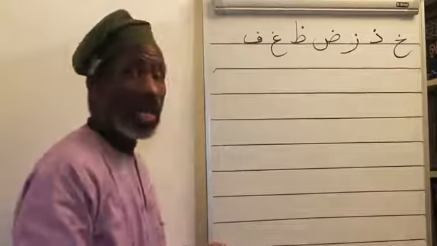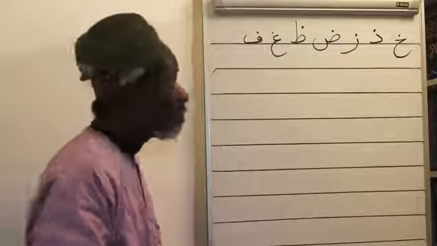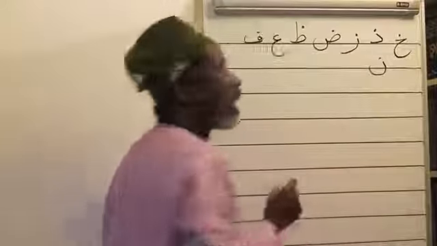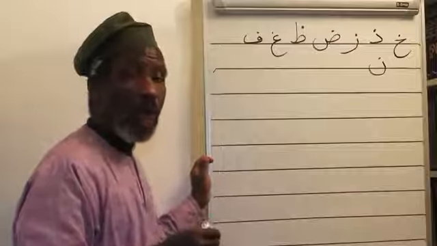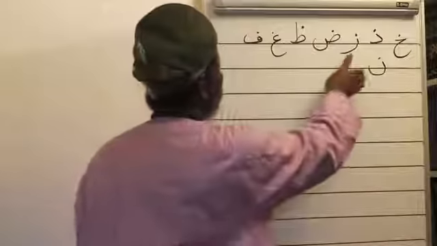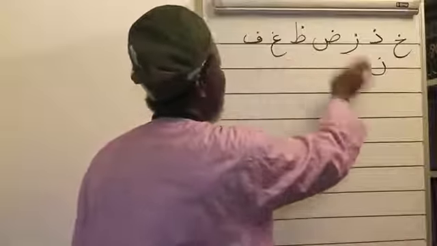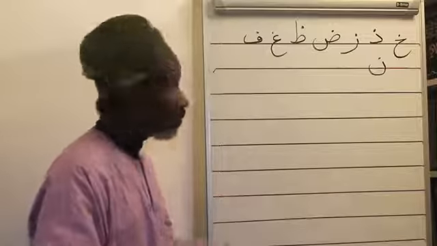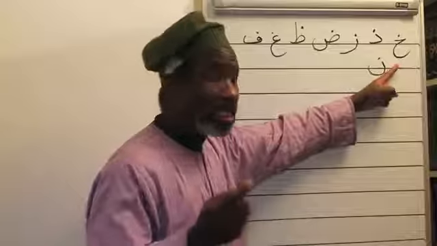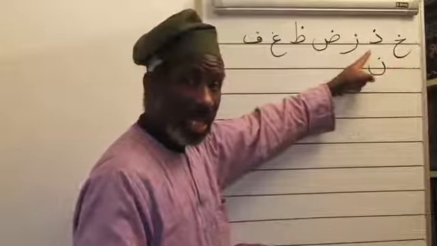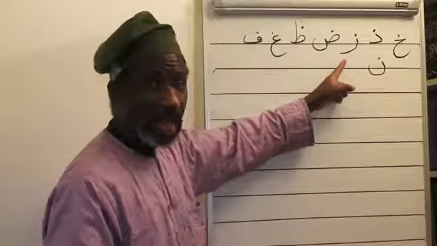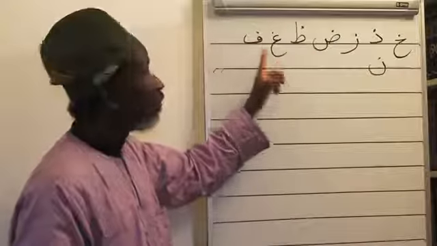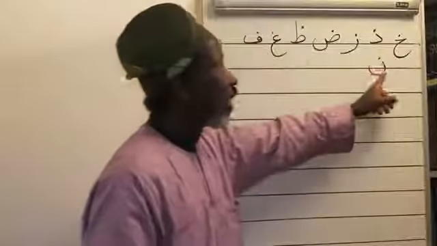Qaf, kaf, lam, mim, noon. It's one dot. Noon, ha, waw, ya. So we have 8 letters with one dot above, and they are, read with me please: kha, dhal, zain, dad, dha, ghain, fa, noon.